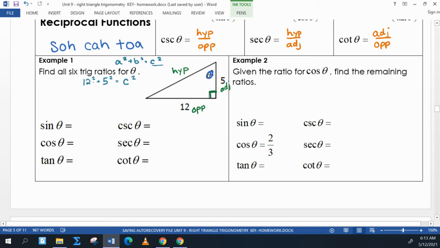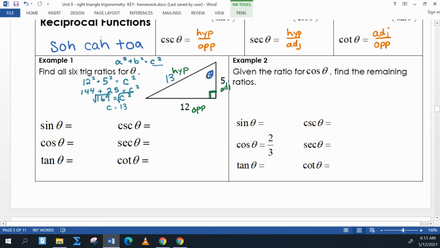Okay, so we're going to go ahead and solve this. 12 squared is 144. 5 squared is 25. When I add those together, 144 plus 25, I've got 169 as my c squared. Take the square root of both sides, and c here is equal to 13. So we're going to just write a nice, lovely 13 right there. All right, now we're ready to go.